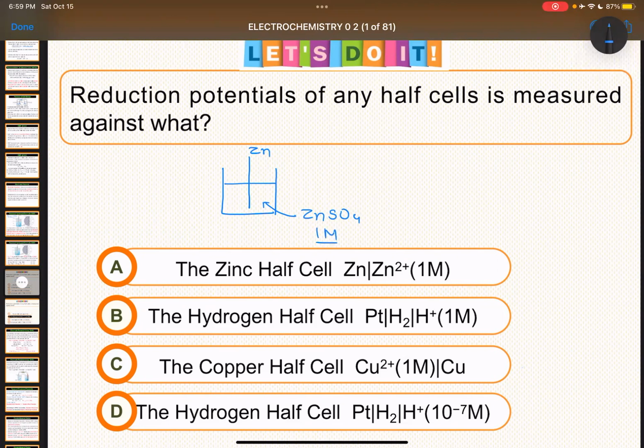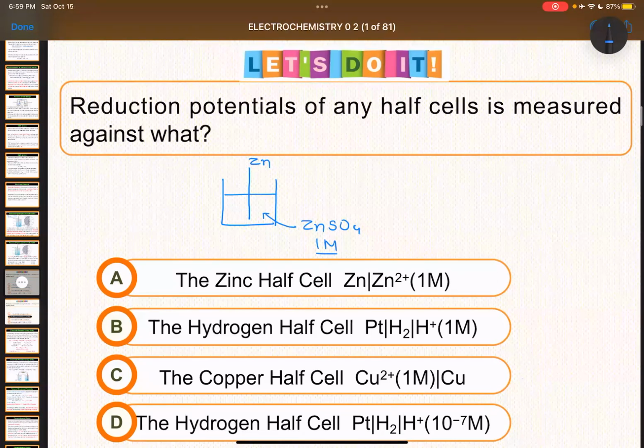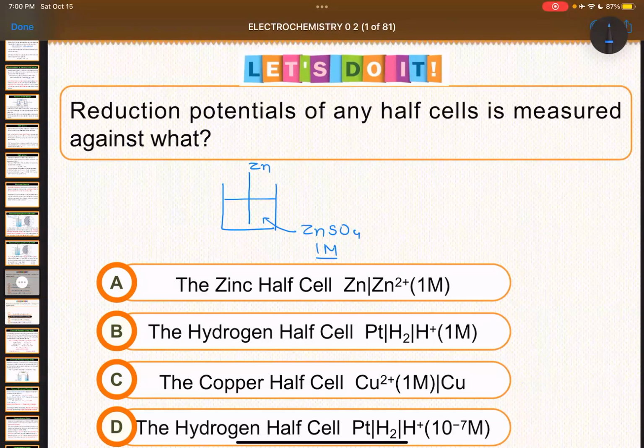Now the question is, how to measure its electrode potential? First of all, it is very difficult to measure because it is alone. If it is alone, it is not going to work, right? The current will not flow. And if the current will not flow, how are you going to measure its electrode potential, right? That's the problem. So you need to connect it with someone else.